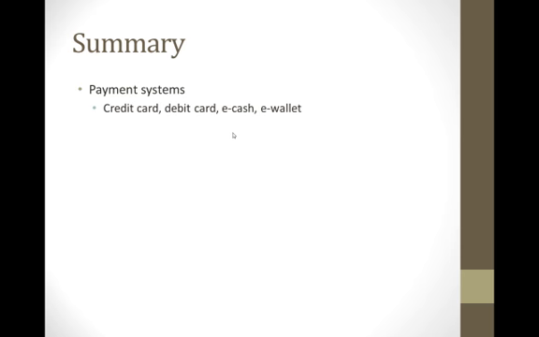So, what are we talking about today? We got our payment systems, right? Credit cards, debit cards, eCash, and e-wallets. Okay, those are how we do things online right now. We also talked about banking, clearinghouses, and then problems with online banking, including identity theft and phishing attacks.